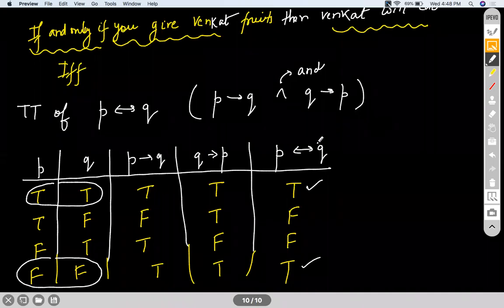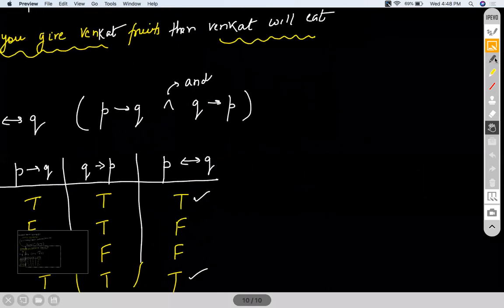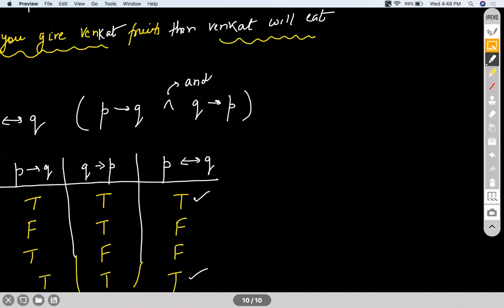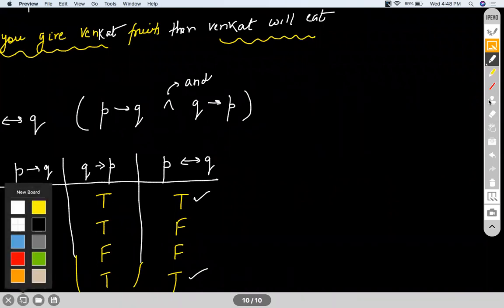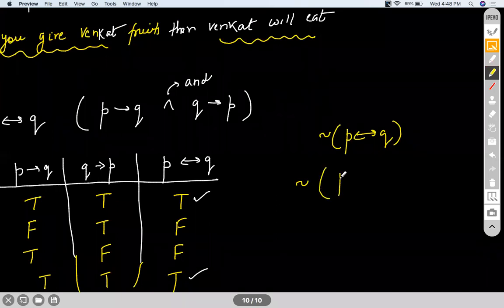Now, if I ask you, tell me the negation of this. How do you write it? What do you think should be the negation of this? Don't worry too much. The negation of this guy.